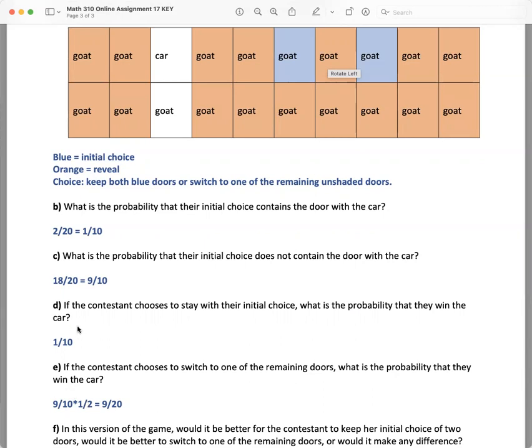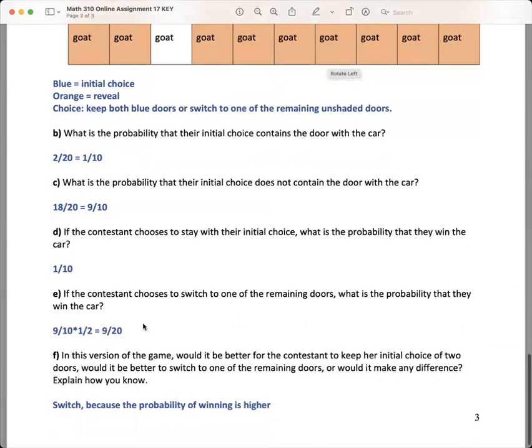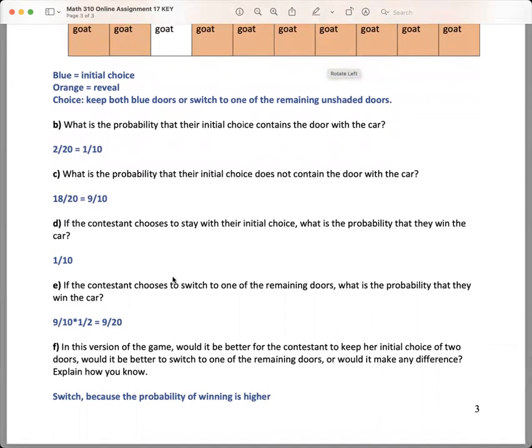Still better than the 10% chance of staying. So in this version of the game, you want to switch because that probability is higher. And that's that. Hopefully that helps to clear some of those problems up.